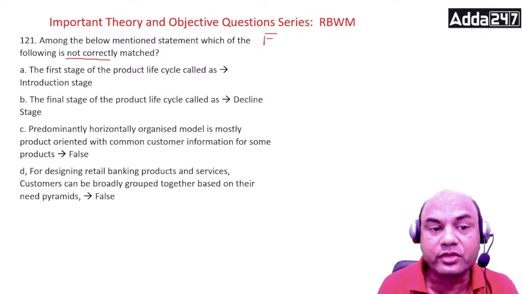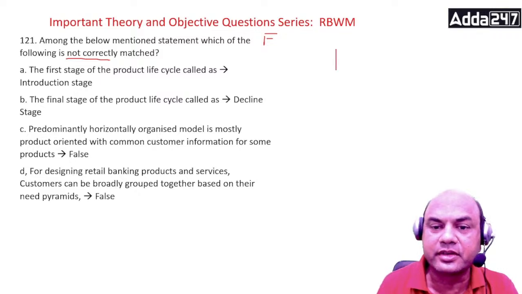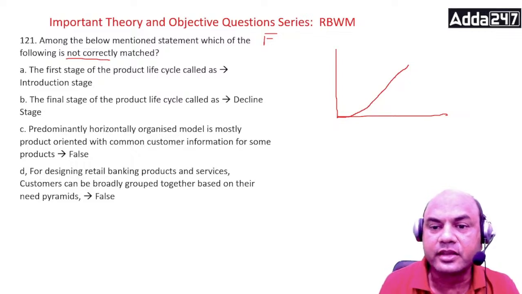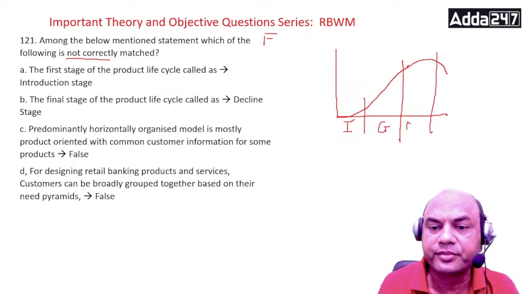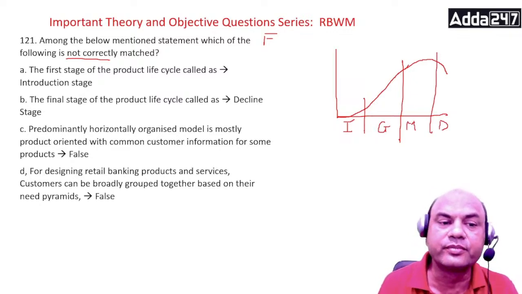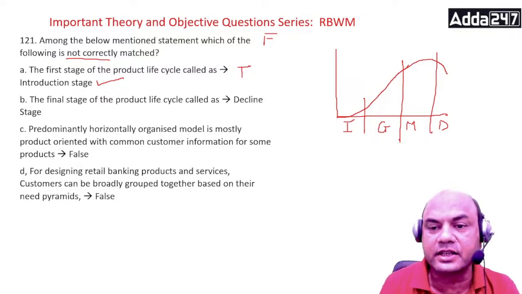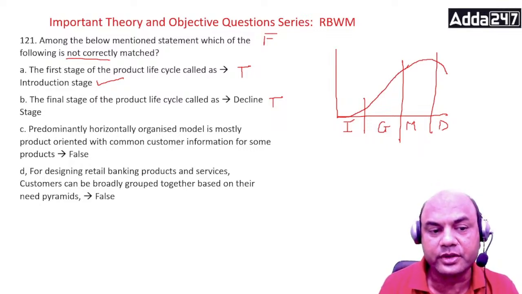So which of them is not correct? The first stage is introduction. Let's see one by one. What is a PLC, product life cycle? It's like this, right? This is your PLC. This is introduction. This is growth. This is maturity, and the last one is decline. So the first two are correct. Introduction, done. So this is true. The final stage is decline. See this decline over here, this is true. So both are true. Now these two only.